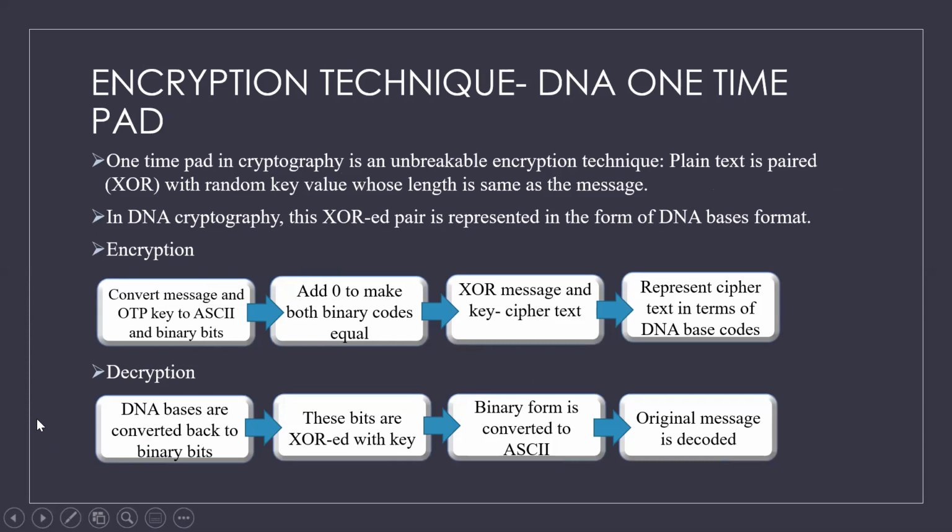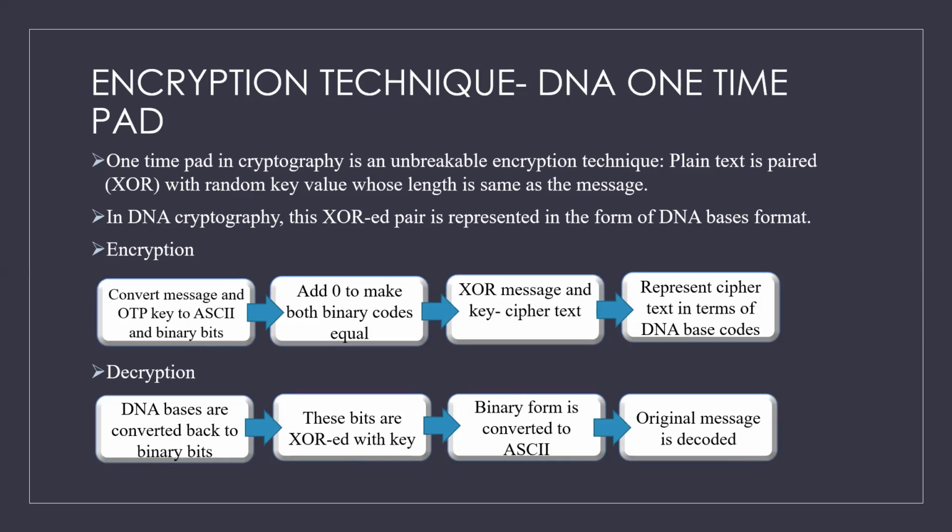The DNA one-time pad algorithm stated in the previous slide works as below. It mainly involves pairing plain text or message with a random key value, which is of the same length as the message. Here, pairing means performing XOR operation on message and key. The result is then represented as DNA bases in binary form. The important difference between normal one-time pad and DNA one-time pad is the extra layer of added security in the form of DNA base code, whereas in normal one-time pad, the XOR pair is directly stored.